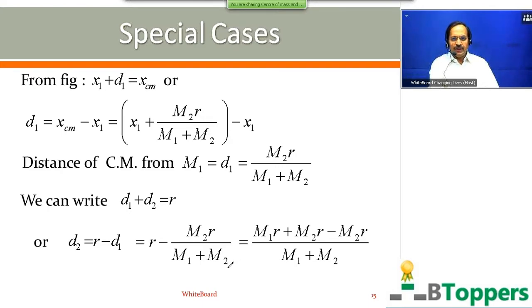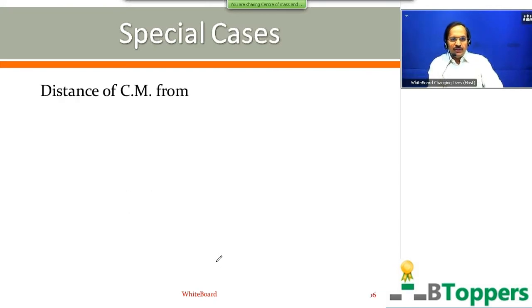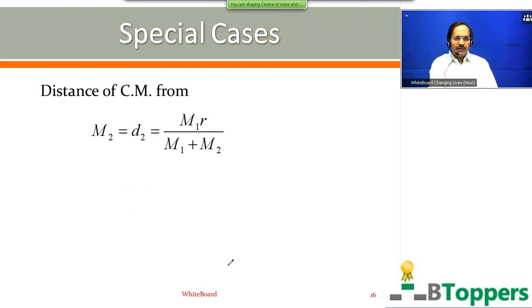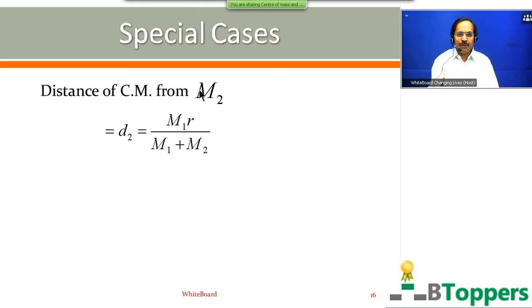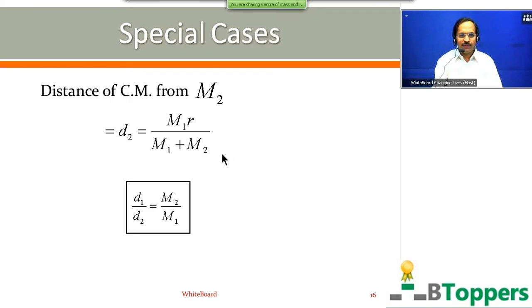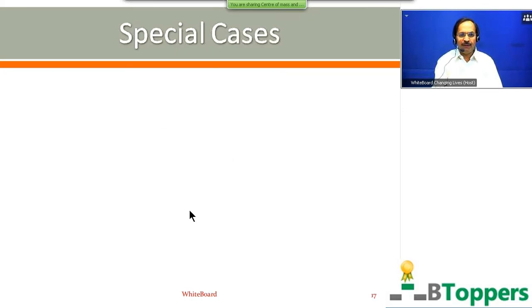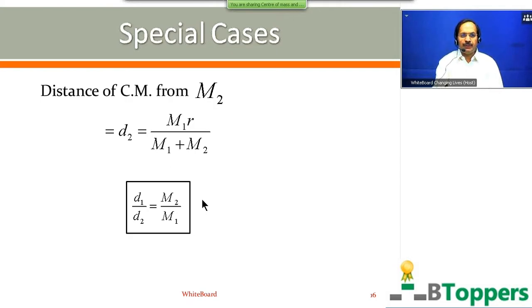So in case you need more time to copy this working, you can take a pause and take your time. I am going to show the notes continuation for this. So distance of center of mass from M2. This M2 you can write here. So distance of center of mass from M2 is equal to D2, that can be M1R by M1 plus M2. So you get D1 by D2 equal to M2 by M1. Come on, all of you finish copying up to here.